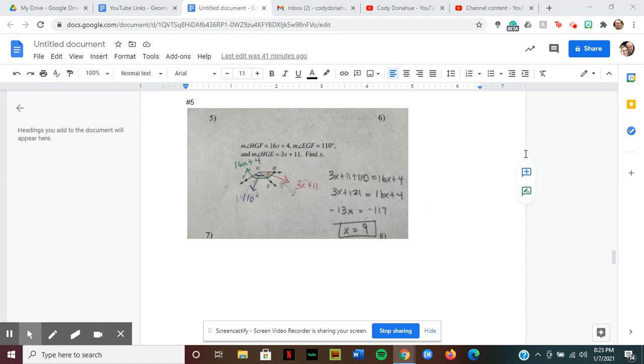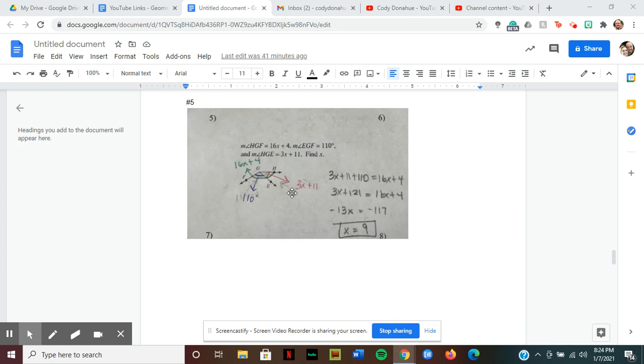So number 5, a little bit more to work with here. We are told the measure of angle HGF is 16x plus 4. If we look in our picture, HGF, that's the whole thing. So the whole thing is 16x plus 4. The measure of angle EGF, so this part of it, is 110. We marked it here in blue. And the measure of angle HGE is 3x plus 11. We marked it right there in red. And we're asked to find x.